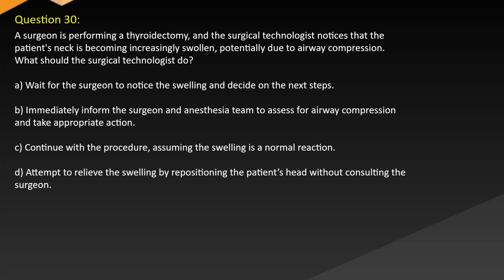Question 30. A surgeon is performing a thyroidectomy, and the surgical technologist notices that the patient's neck is becoming increasingly swollen, potentially due to airway compression. What should the surgical technologist do? A. Wait for the surgeon to notice the swelling and decide on the next steps. B. Immediately inform the surgeon and anesthesia team to assess for airway compression and take appropriate action. C. Continue with the procedure, assuming the swelling is a normal reaction. D. Attempt to relieve the swelling by repositioning the patient's head without consulting the surgeon.